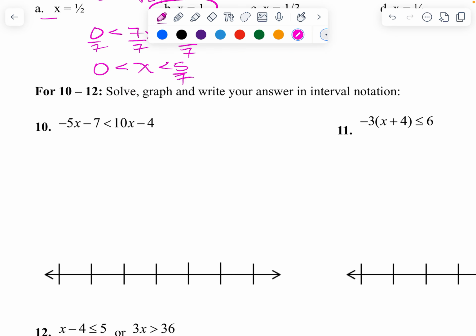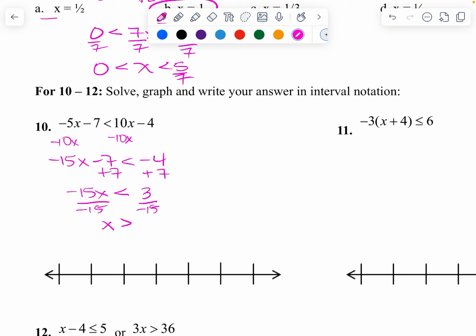Next, solve and graph. Actually, I like the variable on the left-hand side for inequality. So I know it has a negative, but that's okay. Minus 7 less than negative 4. Add 7 to both sides. Get negative 15x is less than 3. Divide by negative 15 and get x is greater than 1/5.